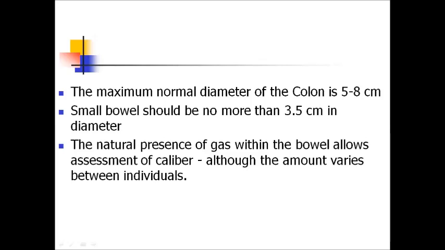What can we say about different parts of the digestive tract? The maximum normal diameter of the colon is about 5-8 centimeters. The small bowel is smaller, of course, and should not exceed 3.5 centimeters in diameter. The natural presence of gas within the bowel allows assessment of caliber. Also, the amount varies between individuals.